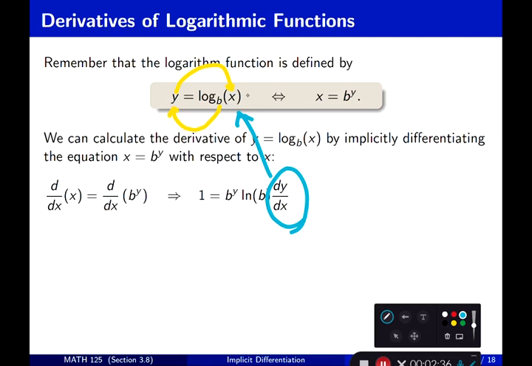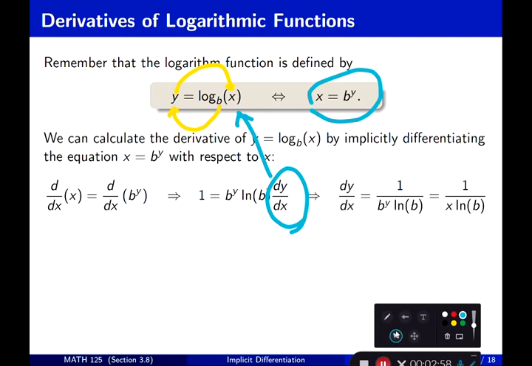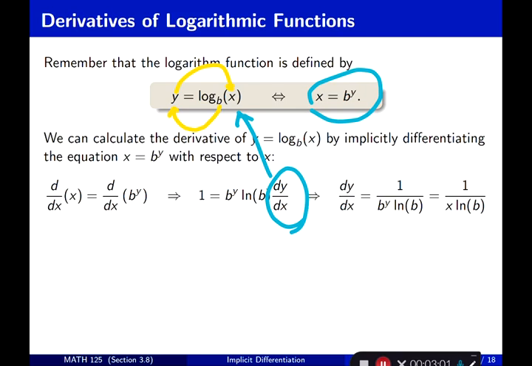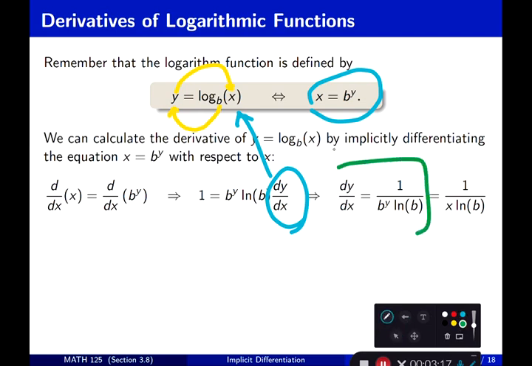And so that's the beauty of it. You take a function that you don't know, you take the inverse, you go to a function that you know, and you basically find a derivative. Now solving for that derivative will give you dy dx is equal to 1 over b to power y natural log of b. That's the one that you got just from solving in here.